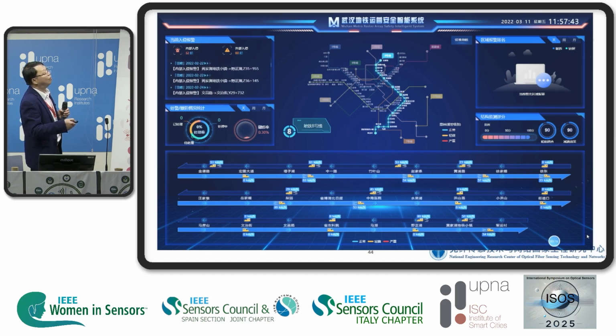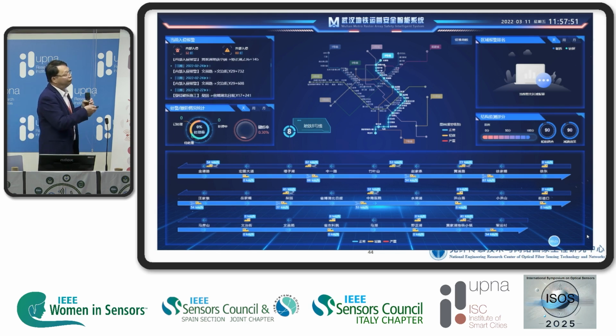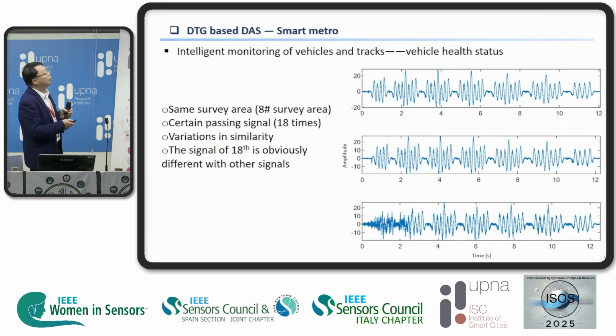This is one of the subway systems in Wuhan. We installed such a system in this line, and then we can monitor the information. Okay, this is for one. And another application that you can also monitor, we use an FBG array. That means that each FBG can be monitored. Based on the FBG information, we can also get other information about the vehicle, also track health status.